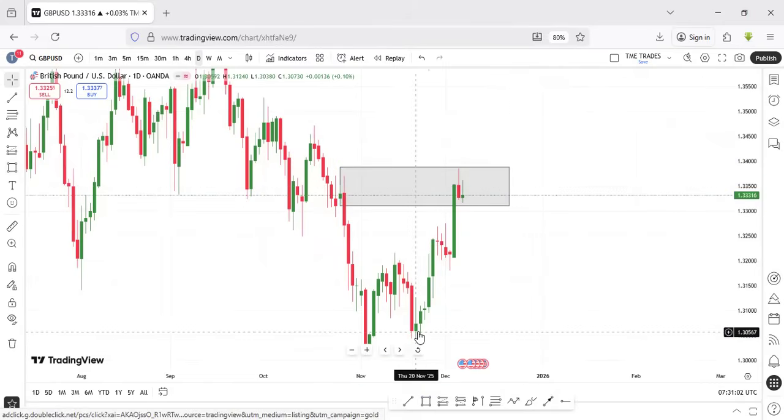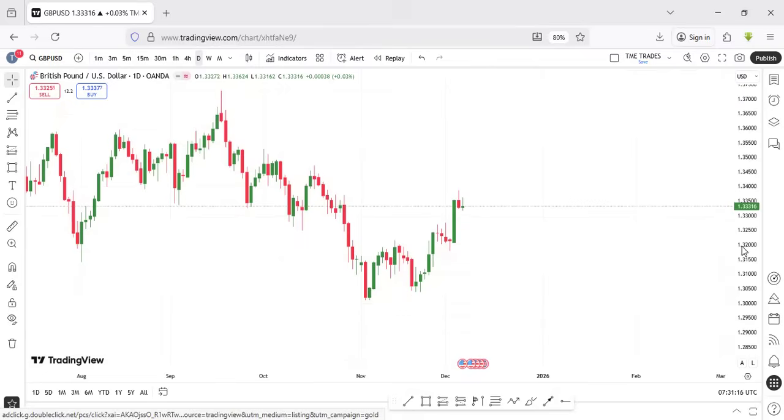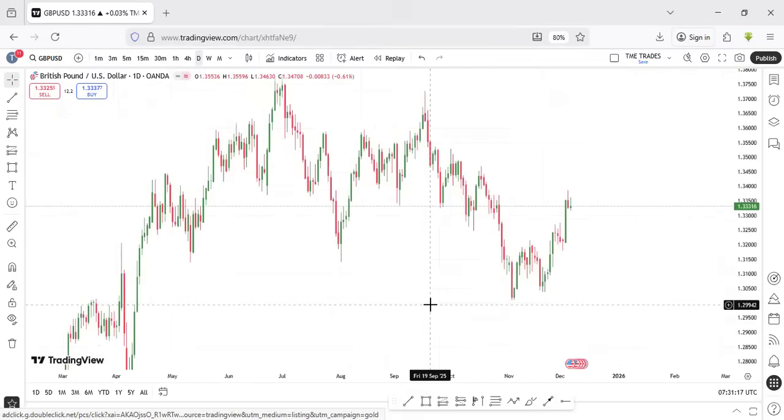For the moment, GBPUSD is in bullish movement. As you can see, the market is creating series of higher highs and higher lows, but currently the market is reacting from these order blocks. So I want us to understand that first. And let's now zoom out to see what is currently happening.